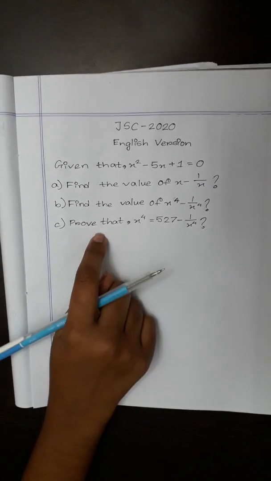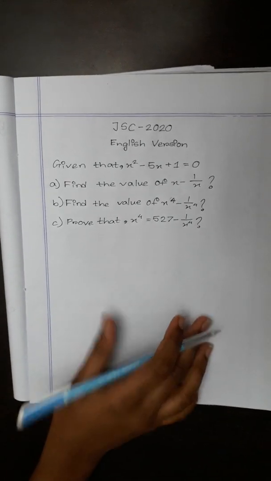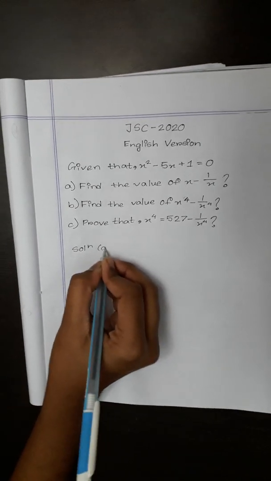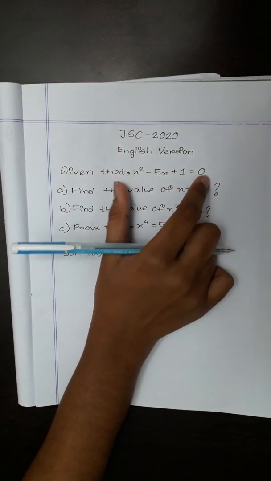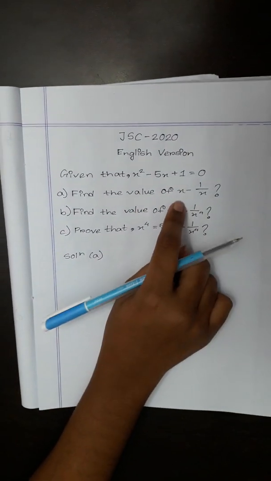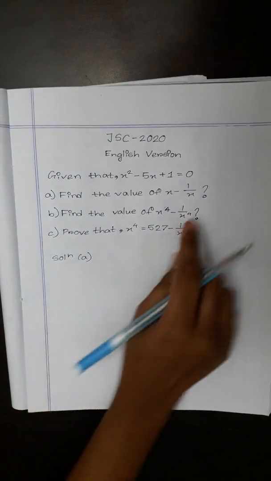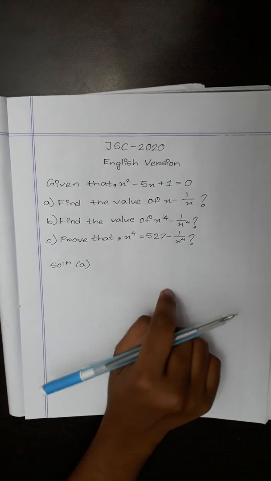Today we are going to solve the math you can see, and let's start with A. So solution A: you can see the equation, and we have to find the value of x minus 1/x from this equation. So let's find the value of x minus 1/x. At first we have to find the value of x plus 1/x.